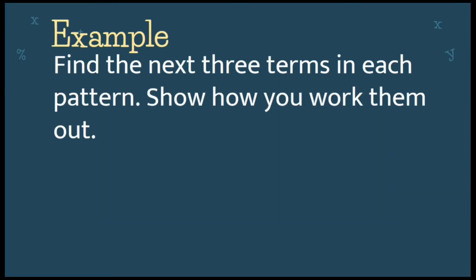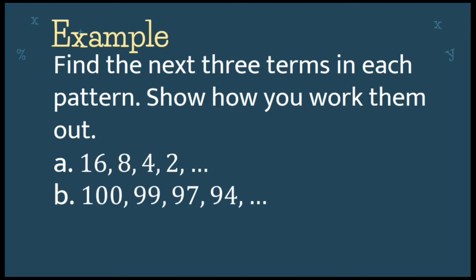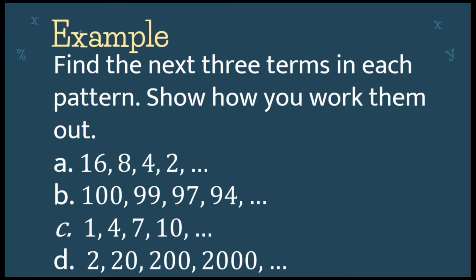In this example, we are to find the next three terms in each pattern and show how to work them out. The first example is 16, 8, 4, 2, and we have to provide the next three terms. The next example is 100, 99, 97, 94, and we have to provide the next three terms. The third example is 14, 7, 10, and also we are supposed to provide the next three terms. And the last example is 220, 200, and 2000. In the same way, we are supposed to continue and provide the next three terms.